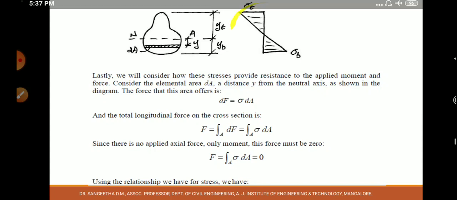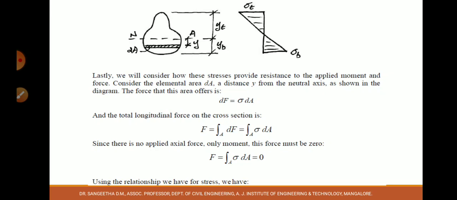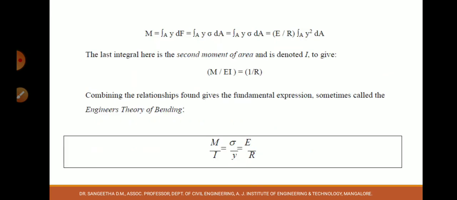As you can see here, stress in the bottom fiber and stress in the top fiber; one will make clockwise, the other anti-clockwise, and the net becomes 0. Then moment is equal to the integral of y into dF. What is dF? Sigma into dA. Sigma is E by r into y. Substituting everything, you will end up with M by I is equal to E by r, where the integral of y square into dA is the second moment of area, denoted by capital letter I.